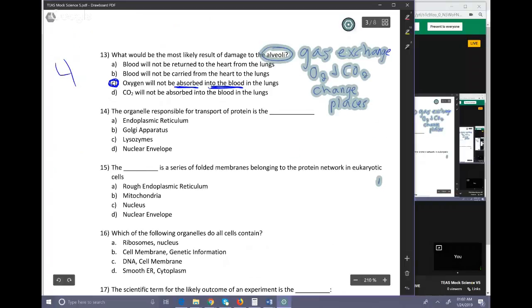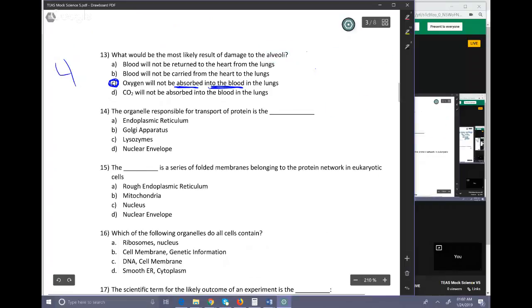When you look at all the other answers, they should look ridiculous if you think of it in this specific way. It's very easy to try to think too big. Think very specifically, and all the others sound crazy. So if you look at A, blood will not be returned to the heart. Blood moving about the body has nothing to do with alveoli. It'll move just the same. That's the heart that does that.